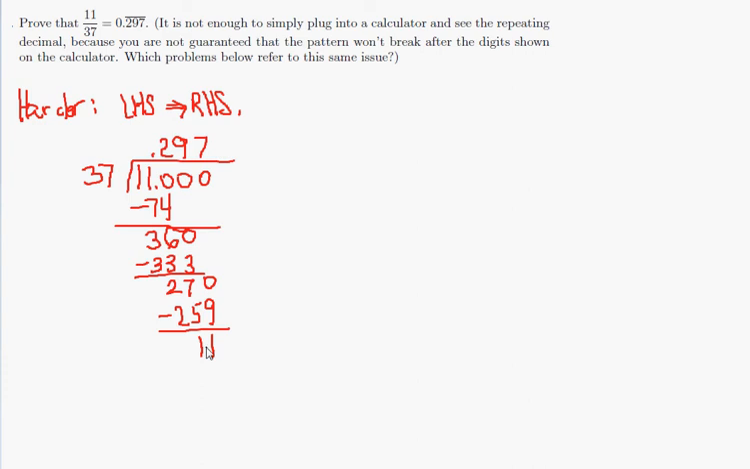So because I have the same remainder, 11, I know that the next digits will be 297, then 297, then 297, and so on. So that implies that 11 over 37 is equal to 0.297 bar.